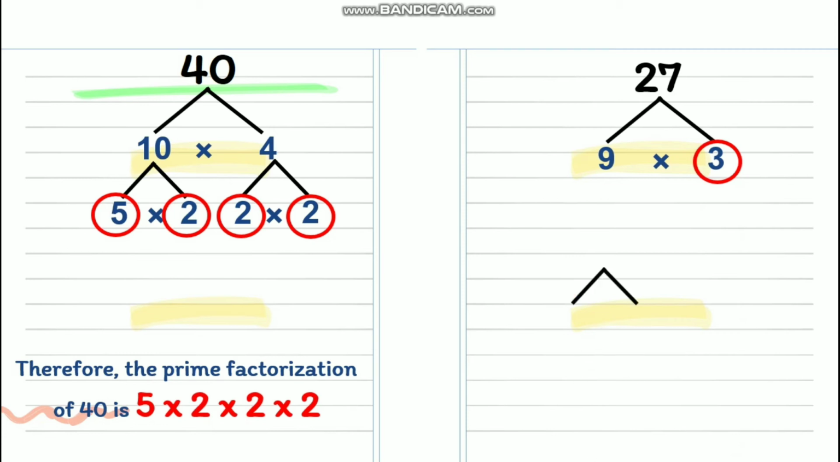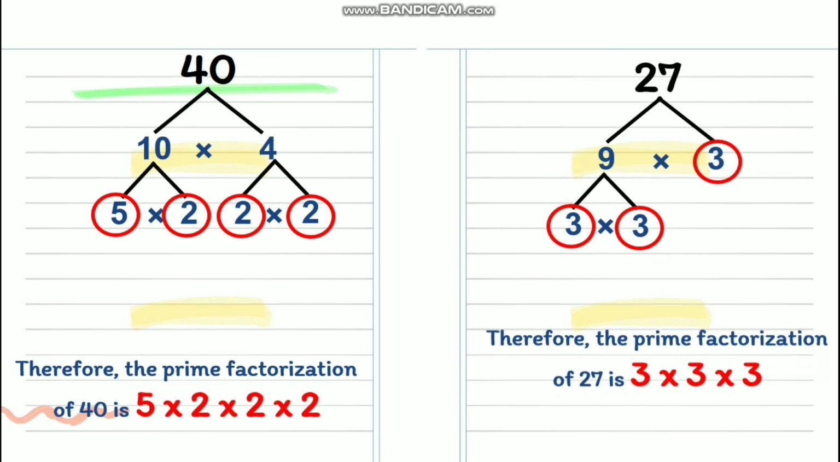Then, let's have 9. Think of a number that when you multiply, the answer is 9. So we have 3 and 3. Check 3 if it is a prime. Of course it is. So you can encircle it. Okay, since we have no more numbers to split, we're done. So therefore, the prime factorization of 27 is 3 times 3 times 3. So that is using the factor tree method.